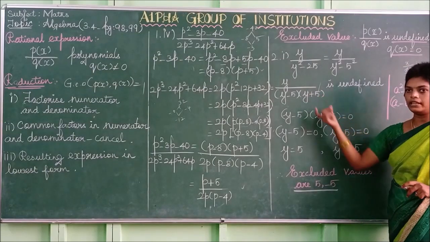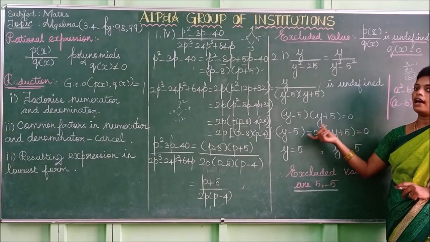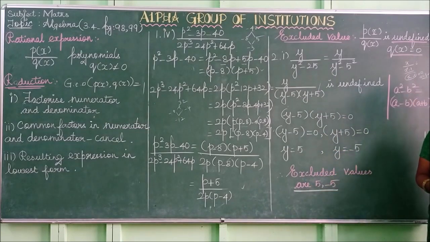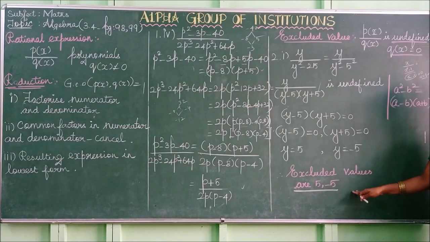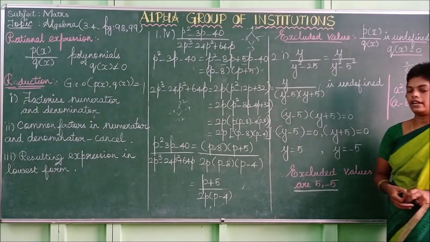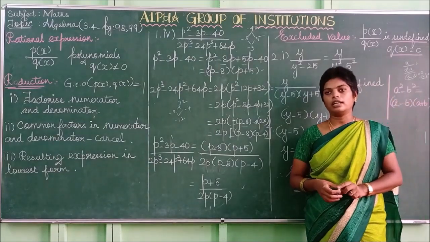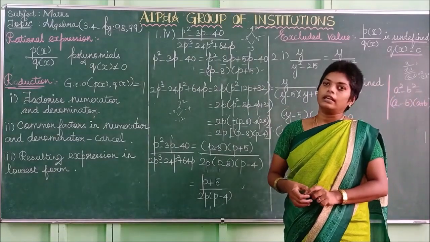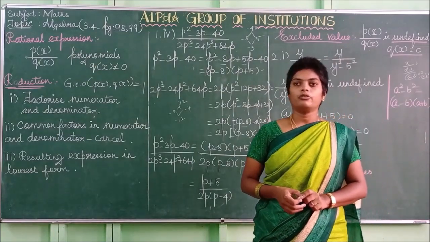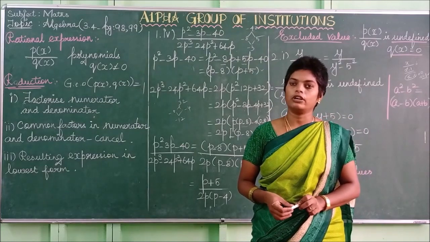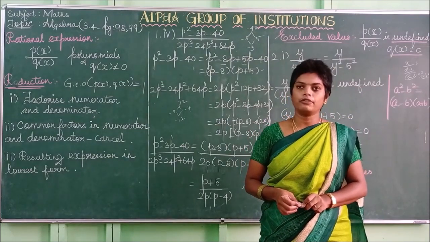So for the denominator value equal to 0, after that you have to factorize and find the value of the variable. And these values are called excluded values. I have solved 2 problems for you. How to solve all other problems, do it as homework. Please listen, children. You are in 10th standard. Watch the class regularly and solve the problems on your own.